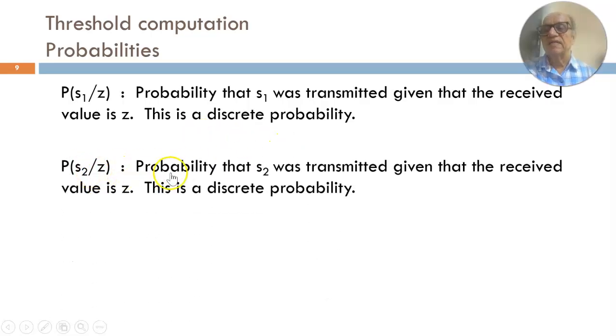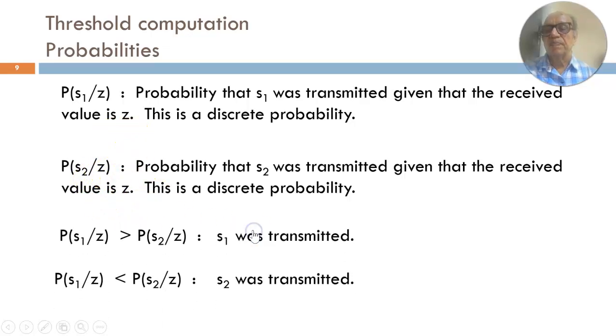Then P(S2/Z) is the probability that S2 was transmitted given that the received value is Z. This is a discrete probability as usual. So P(S1/Z) is a discrete probability, and so is P(S2/Z). So the question is, how do you decide whether S1 was transmitted or S2 was transmitted? You decide that by looking at the conditional probability. If P(S1/Z) is greater than P(S2/Z), then you conclude that S1 was transmitted. But if P(S1/Z) is less than P(S2/Z), then you conclude that S2 was transmitted.